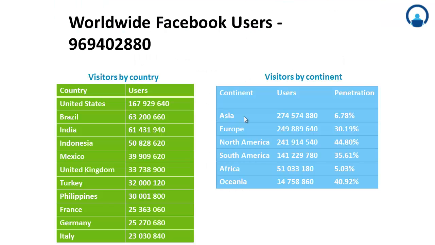According to the survey done, in terms of worldwide Facebook users by country, the United States ranks first, then Brazil second, then India, then Indonesia, Mexico, United Kingdom, Turkey, Philippines, France, Germany, Italy. When we bifurcate it by continent, Asia ranks on top, then comes Europe with 30.19%, then North America, South America, Africa, and Oceania.